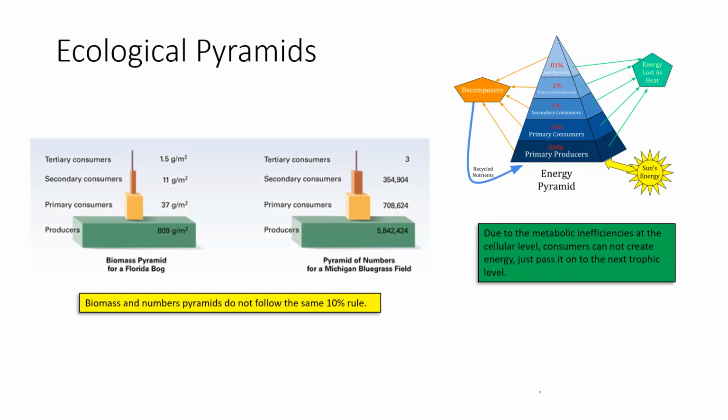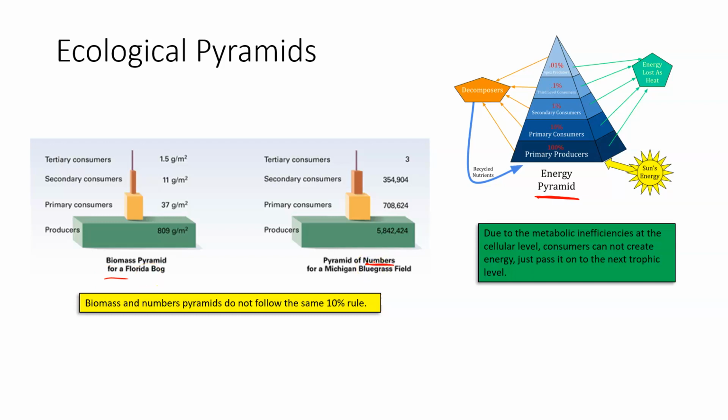Okay, now I just kind of showed you this. These would be the boxy type pyramids that I showed you. But while the energy pyramid is typically the main form of pyramid that is shown, sometimes you will also see biomass or number pyramids.